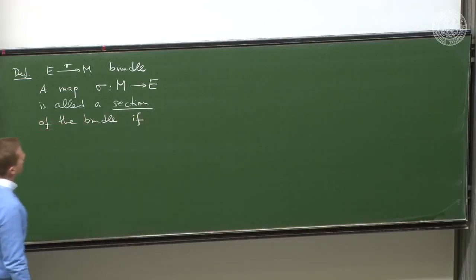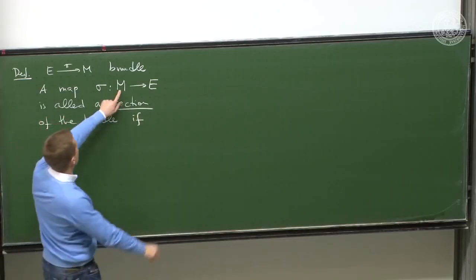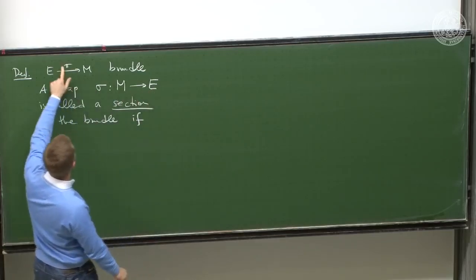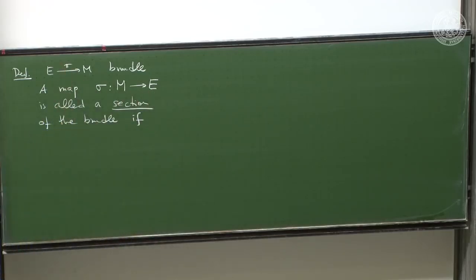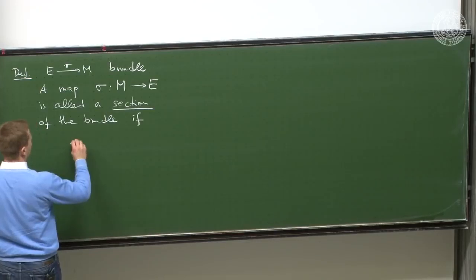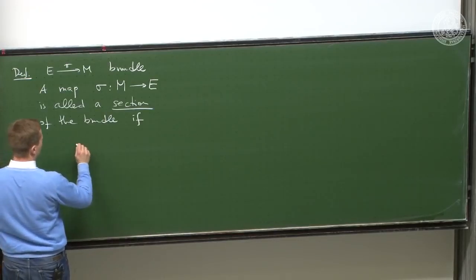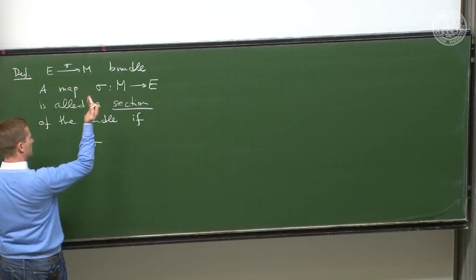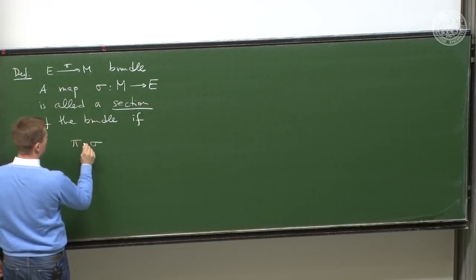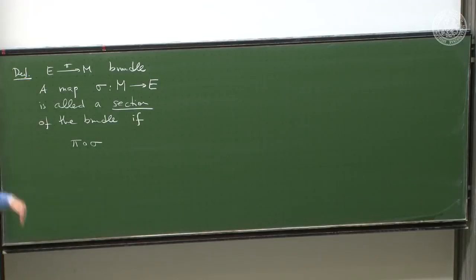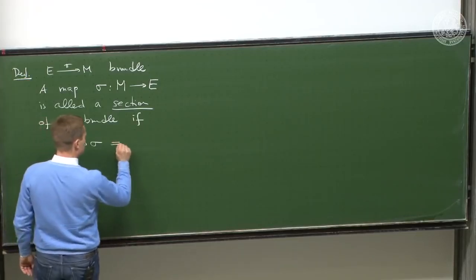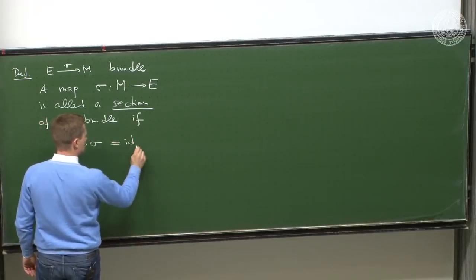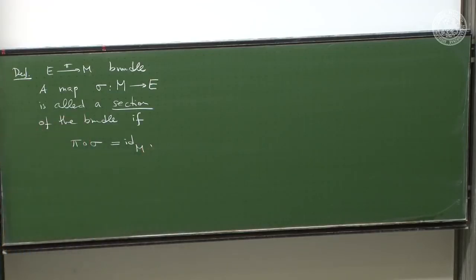if, now this is part of the bundle structure, the base space, the total space. We haven't used the projection map yet. It's a section of the bundle if you can first apply the map σ to go from M up to the total space, but then you apply the projection afterwards, and if this leads you back to the identity on the base space, then you have a section.